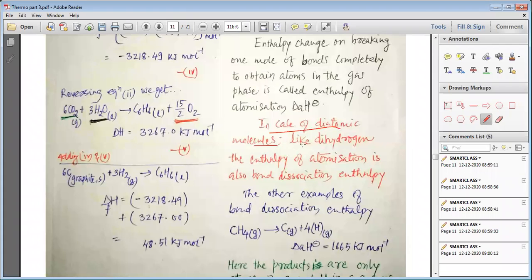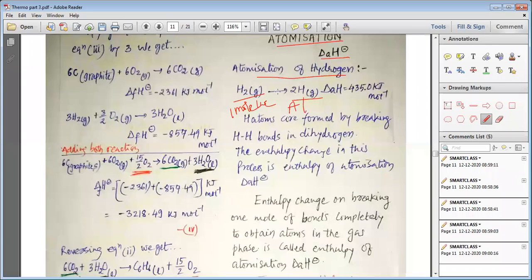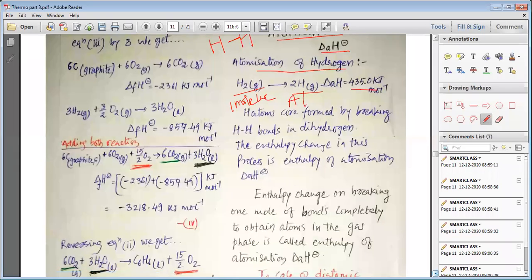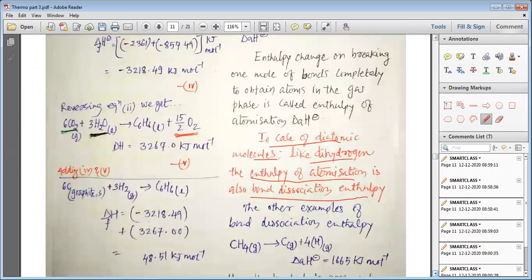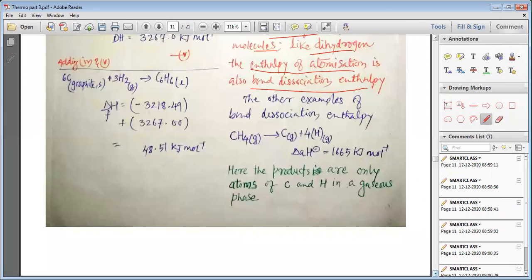In case of diatomic molecules like dihydrogen, the enthalpy of atomization is also the bond dissociation enthalpy. So here, my dear students, there is only one bond present. So during this atomization process, the energy exchanged is also known as the bond dissociation enthalpy, because when there is only one bond present, the enthalpy of atomization and the enthalpy of bond dissociation are the same.